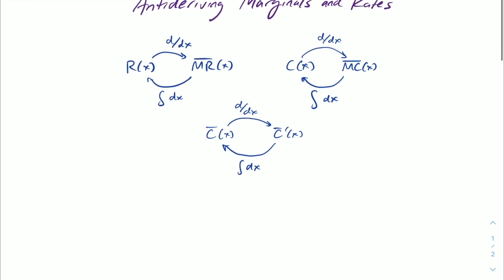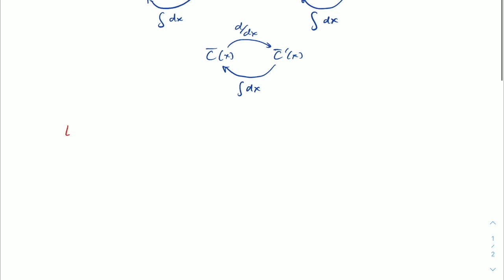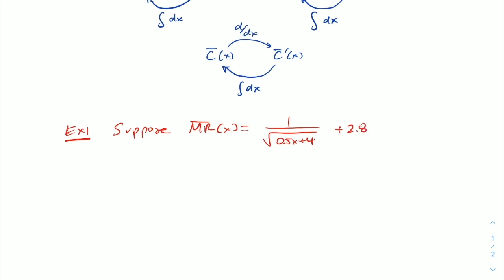All right, so let's do a few examples illustrating this principle. Suppose we have a marginal revenue of 1 over the square root of 0.5x plus 4, all plus 2.8. And we want to find r of x, the total revenue, given there is no initial revenue, i.e. r of 0 is 0.